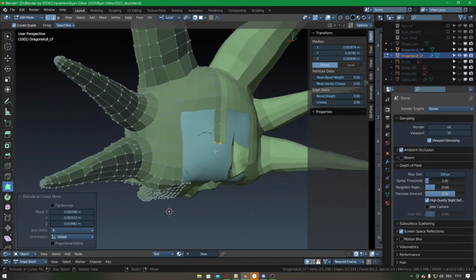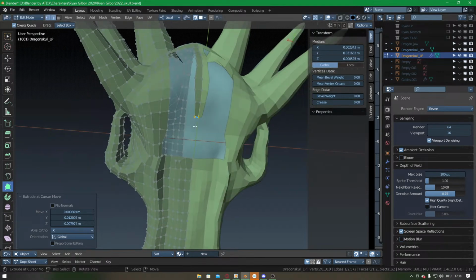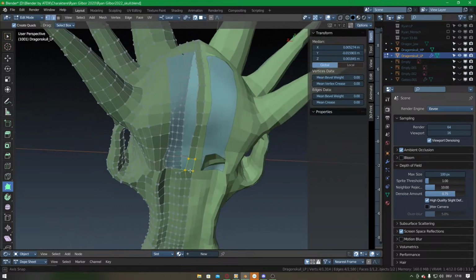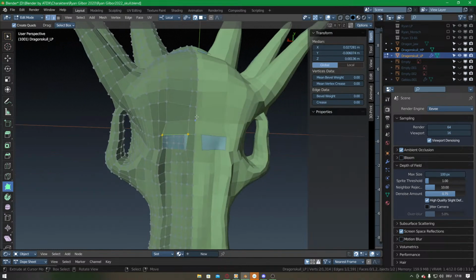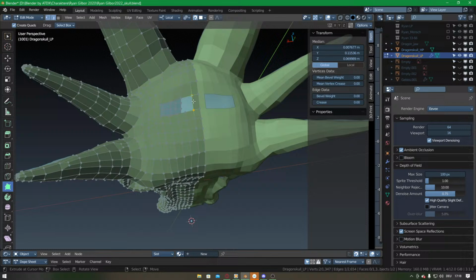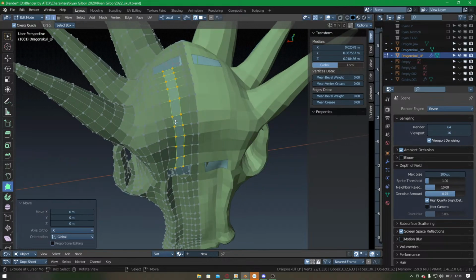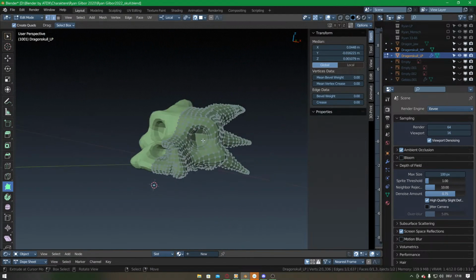But I don't see it. 1, 2, 3, 4, 5, 6. Oh, hold on. Two. And that's it. The skull is done.